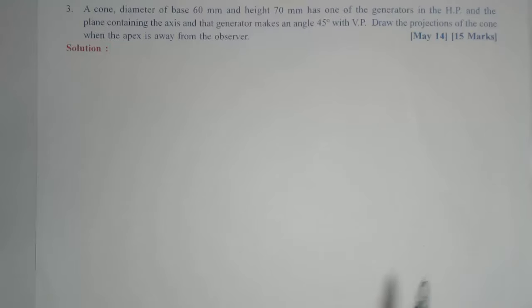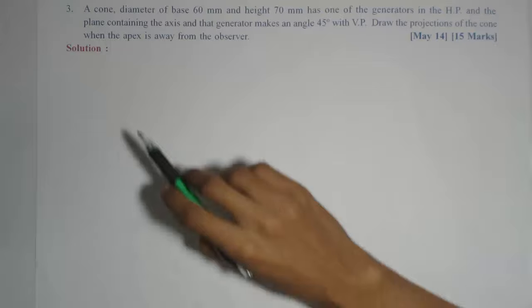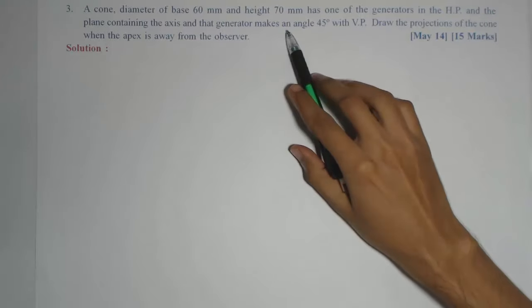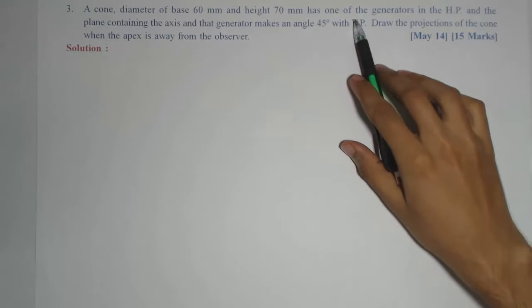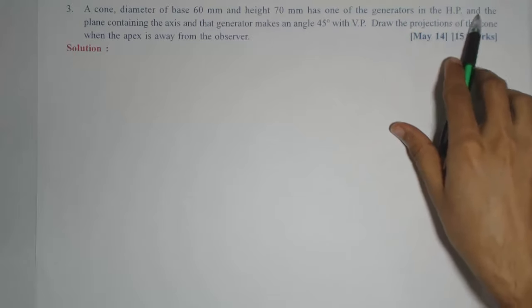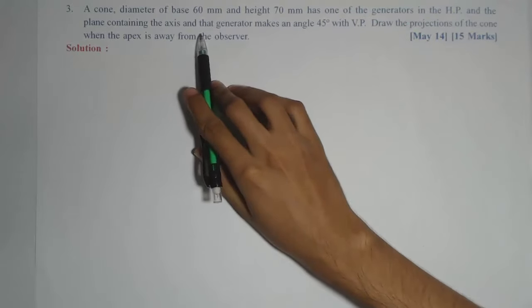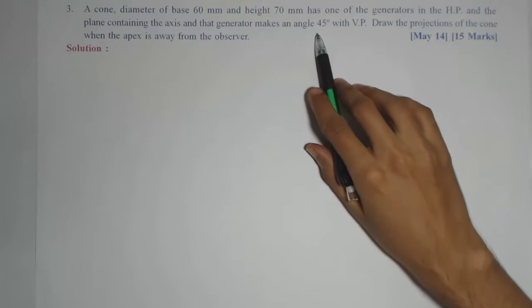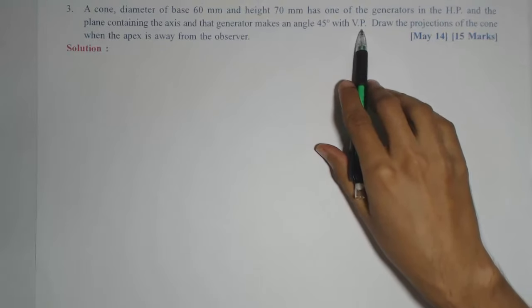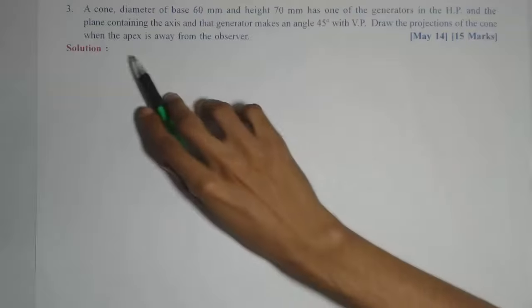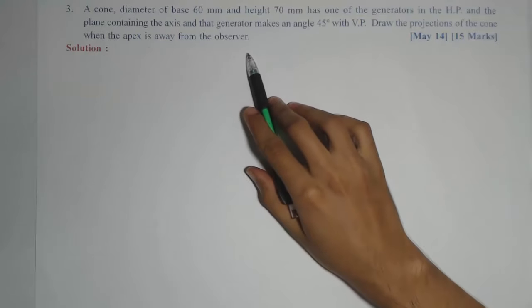Now starting with the next problem on cone. A cone, diameter of base 60 mm and height 70 mm, has one of the generators in the HP, and the plane containing the axis and that generator makes an angle of 45 degrees with the VP. Draw the projections of the cone when the apex is away from the observer.